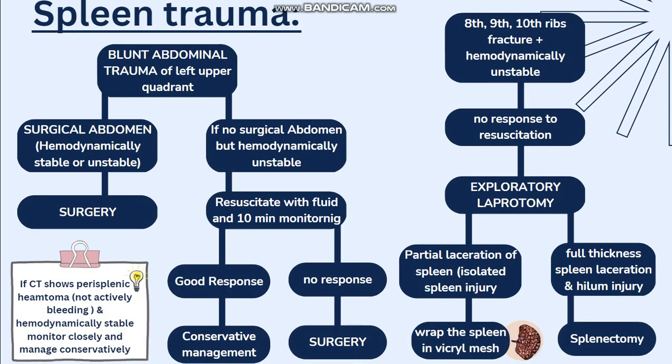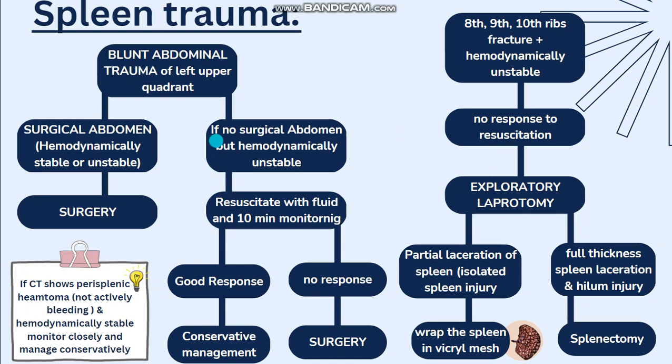This is the most important slide of this video. It will give you a basic approach for spleen injury management. If a patient comes to you with blunt trauma of left upper quadrant, then you need to look for surgical abdomen. If surgical abdomen is present and patient is hemodynamically stable or unstable, you have to go for surgery. What is surgical abdomen? If the tenderness is present, if rebound tenderness is present, if guarding is present, then surgical abdomen is present and you need to go for surgery of the patient.